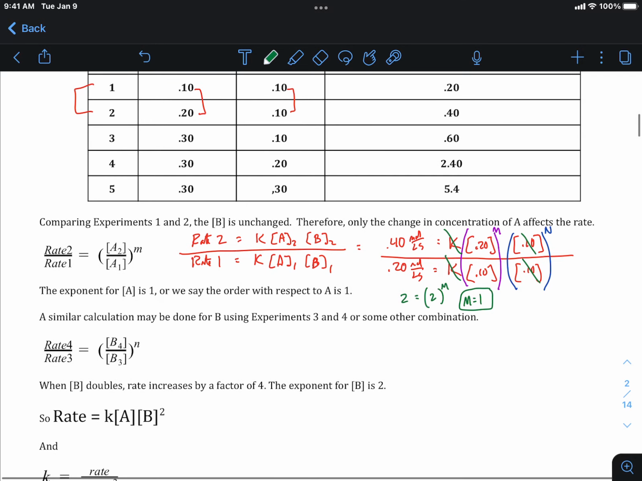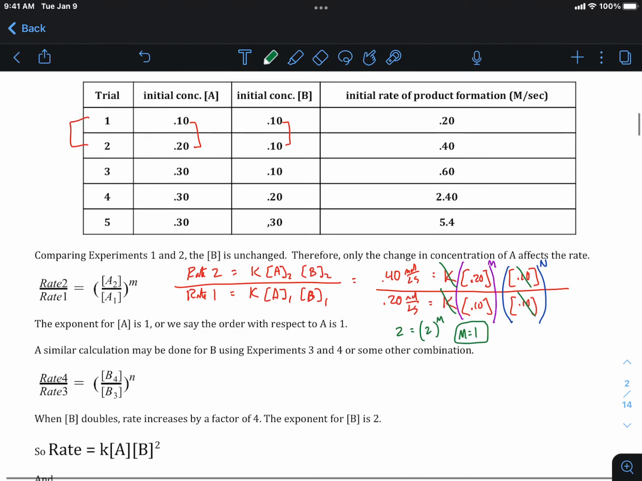Now that we know what m is, we need to find out what n is. So now, let's use dark blue here. I want to pick a combination of trials where the concentration of B changes, but the concentration of A is unchanged. So here we're suggesting trials 3 and 4.